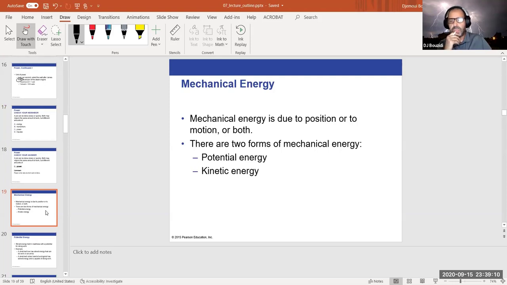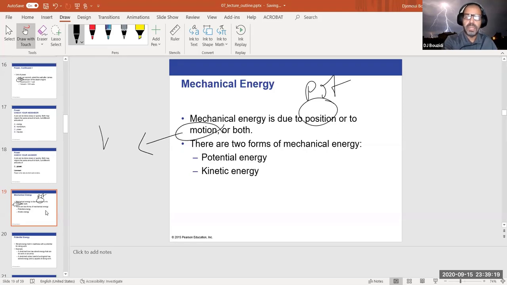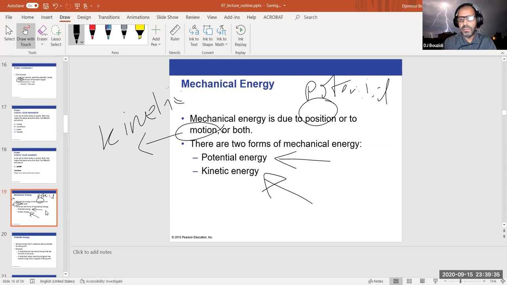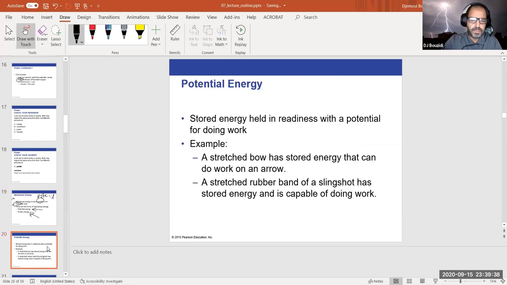Mechanical energy is due to position or motion. This is usually what is referred to as potential energy, and this is what is referred to as kinetic energy. Potential. Okay, so that's basically the one that is position is the first one, and this one is that of motion. So the potential energy is stored energy that can do work for us. The fact that you have the power plug in your house doesn't mean that you have work. You will have work only when you plug the device in it, then you're converting that energy into work, okay?